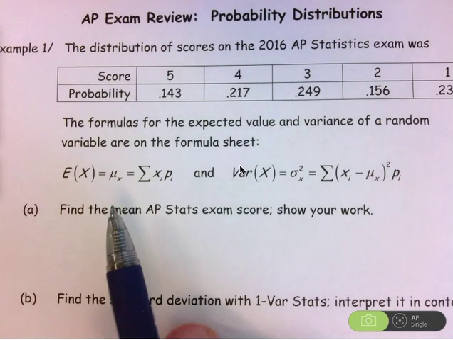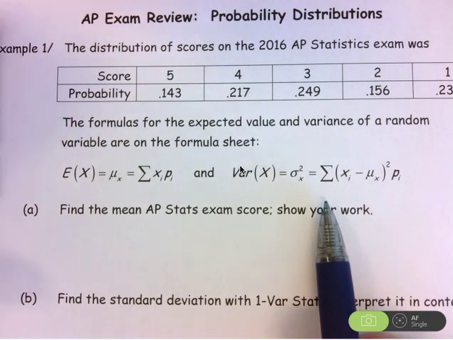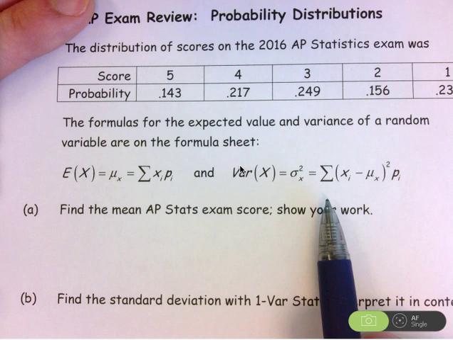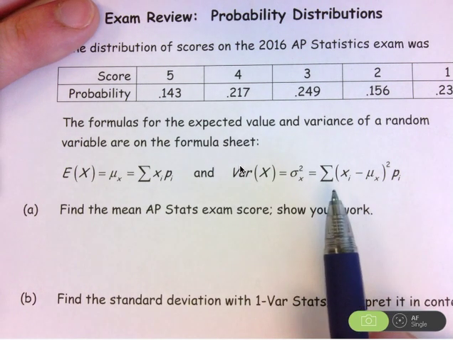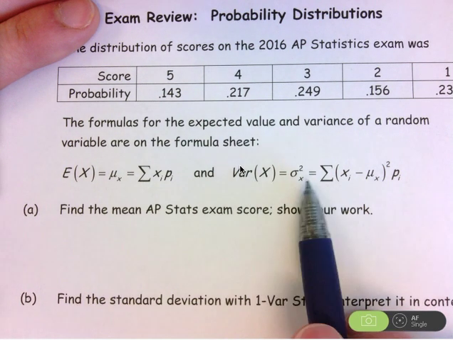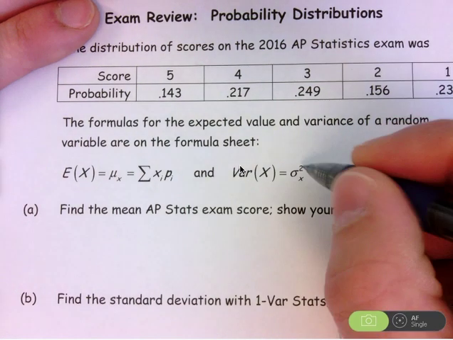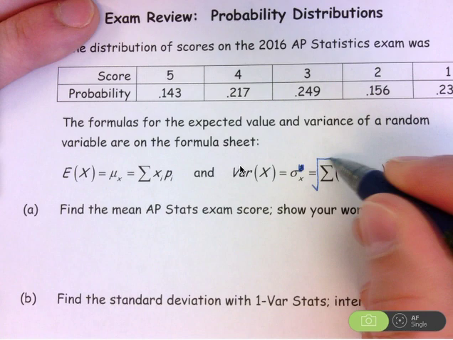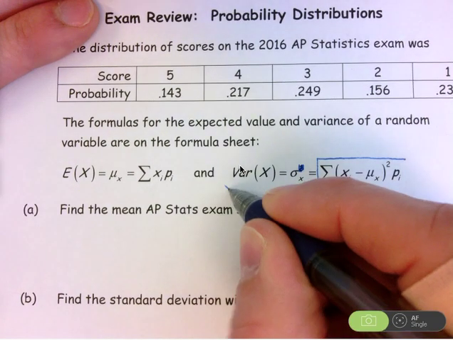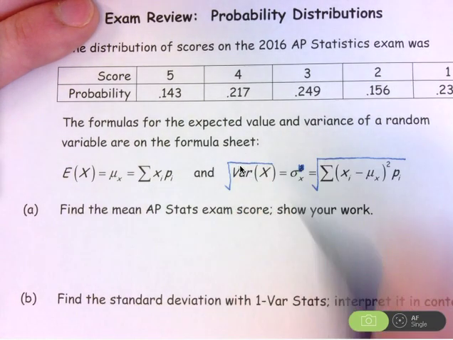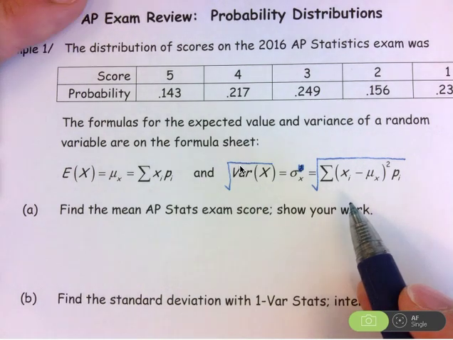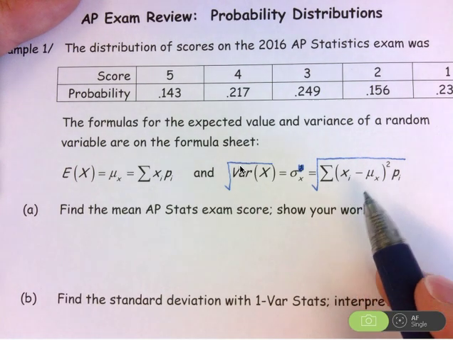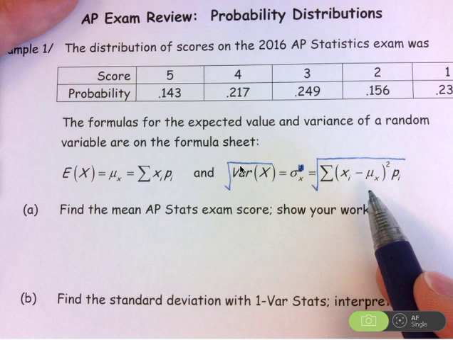These are the formulas for the expected value and for the variance that you get on the AP formula sheet. Something that I want you to see is variance is just the square of the standard deviation. So if you wanted to turn this into the formula for the standard deviation of a random variable, you would just take the square root. But that's not something you're really going to have to do by hand in practice. So we're going to let the calculator do that work for us here in just a second.